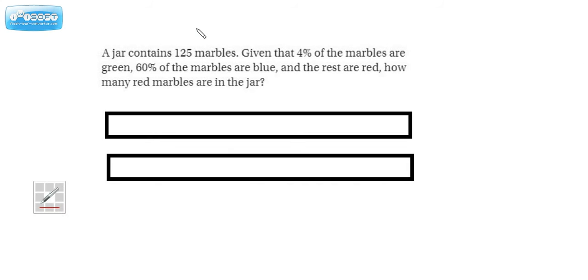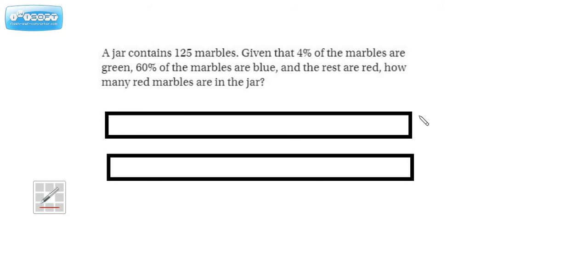A jar contains 125 marbles. Given that 4% of the marbles are green, 60% are blue, and the rest are red, how many red marbles are in the jar? So when you're using this idea of a double, we call this a tape diagram or a bar model, I like to have one of the bars be talking about the percent and the other one be talking about the actual quantity of marbles.